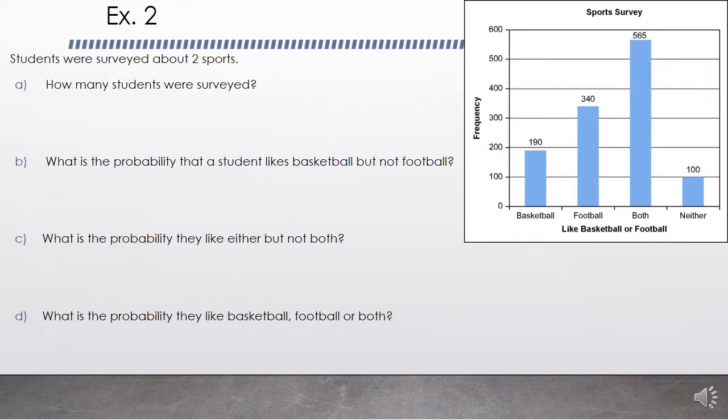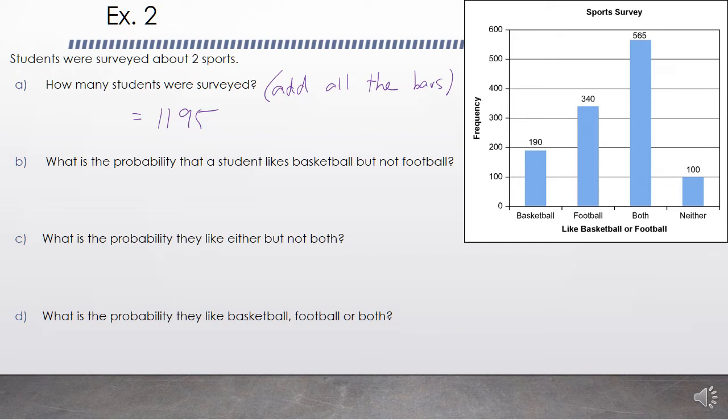Our next example, we're going back to getting information from a graphic. So students were surveyed about 2 sports, basketball and football. How many students were surveyed? I've given you the numbers on top of each bar, so all you have to do is add. So I'll just write here a little note, add all the bars. When you do that, you should get 1,195.